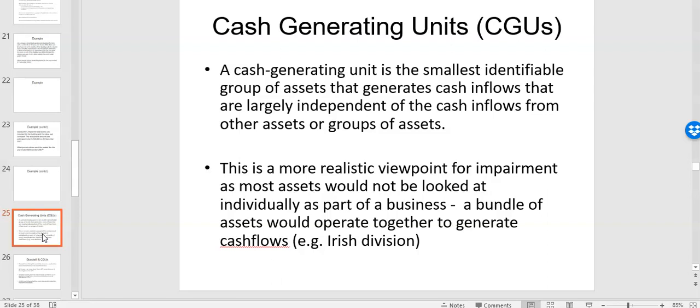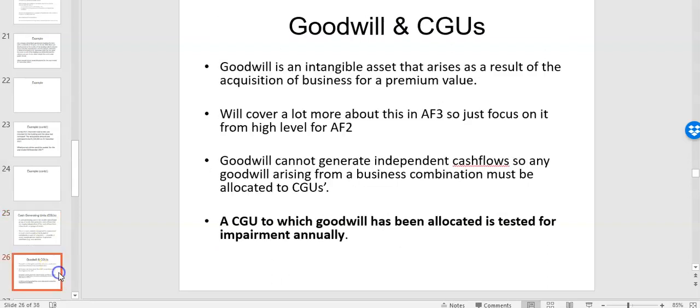And we call these in IAS 36 cash generating units. So it's the smallest bundle of assets that can generate an independent set of cash flows. So that might be a separate company, it might be a separate division, but a collection of assets together can generate their own cash flows. Because often a machine on its own cannot generate cash flows without staff, without patents, without a building. So you kind of have to look at them together.